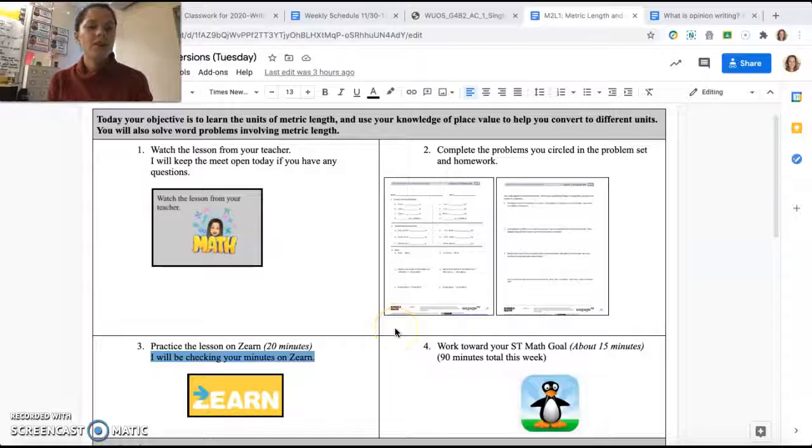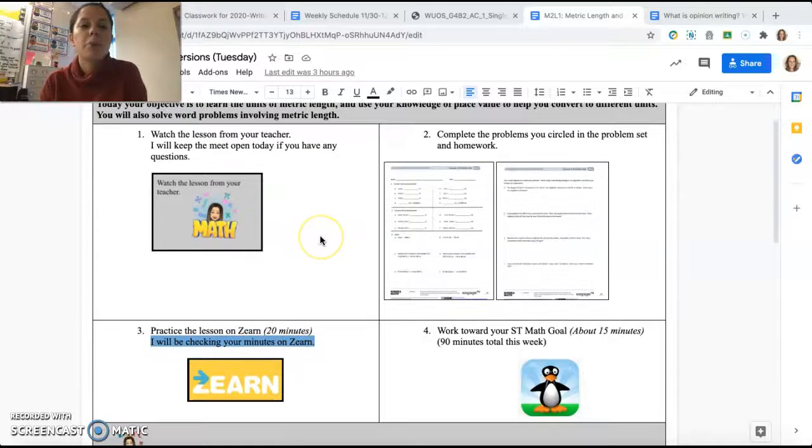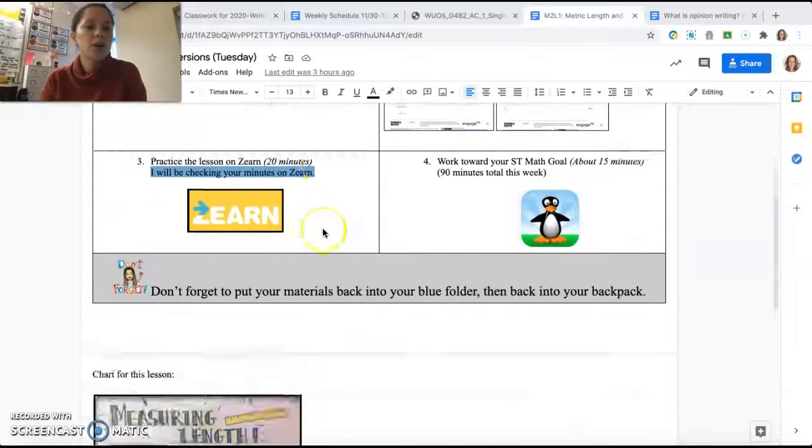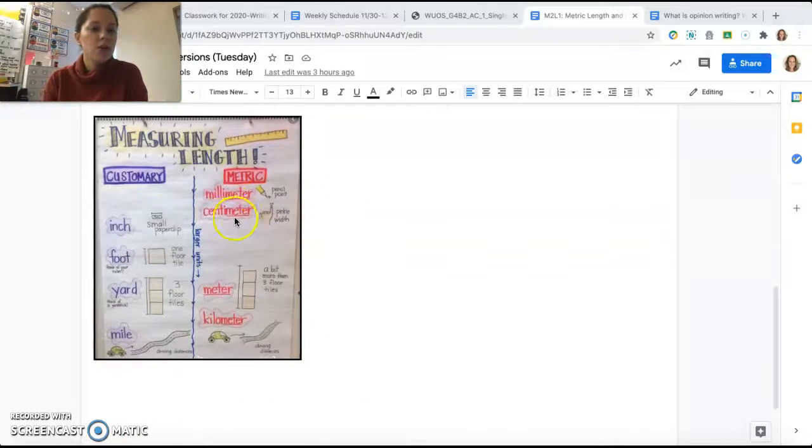Hi, fourth graders. Today we're continuing our objective to learn units of metric length and using our knowledge of place value to help us convert to different units. We just want to remember that when the directions ask us to convert to a smaller unit, we know that a kilometer is larger than a meter and a centimeter is larger than a millimeter.